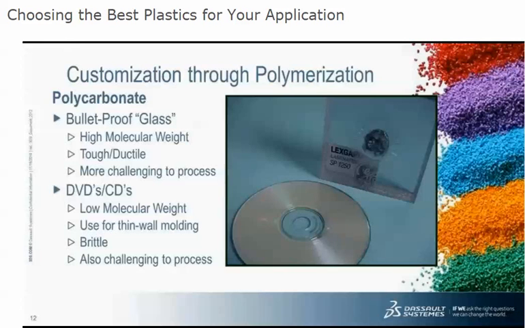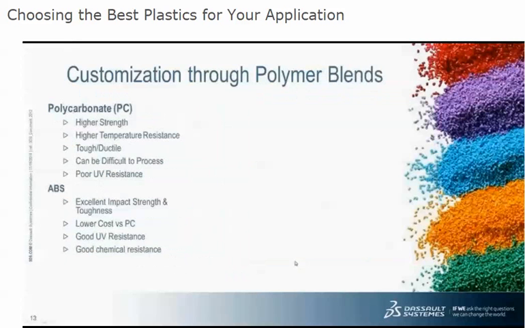Another way to customize these plastic materials is through polymer blends. So I take plastic A, I add it to plastic B. Getting back to polycarbonate, it has very good strength properties, relatively high temperature resistance, and is very tough and ductile. It can be difficult to process. With plastics, usually the better the physical properties get, the harder it is to process that material because you need higher temperatures and higher pressures.